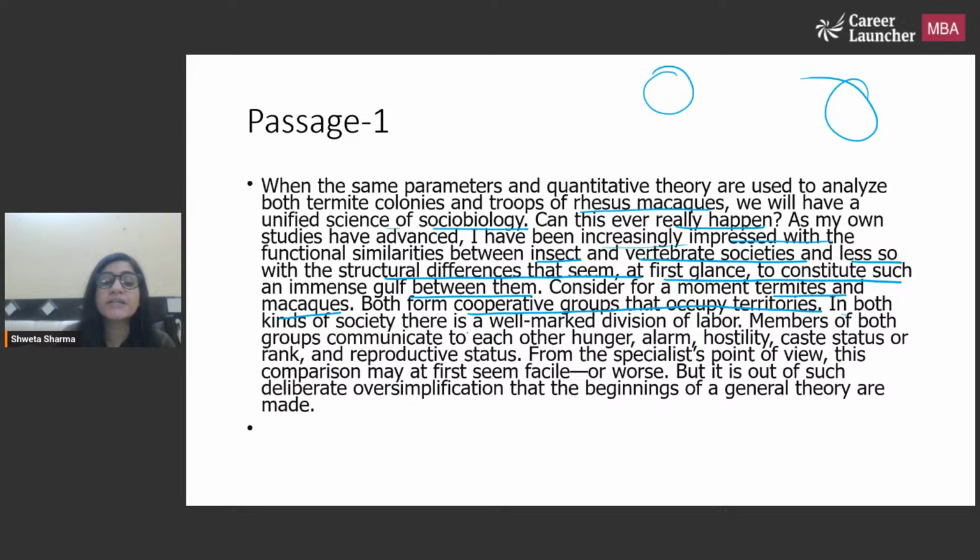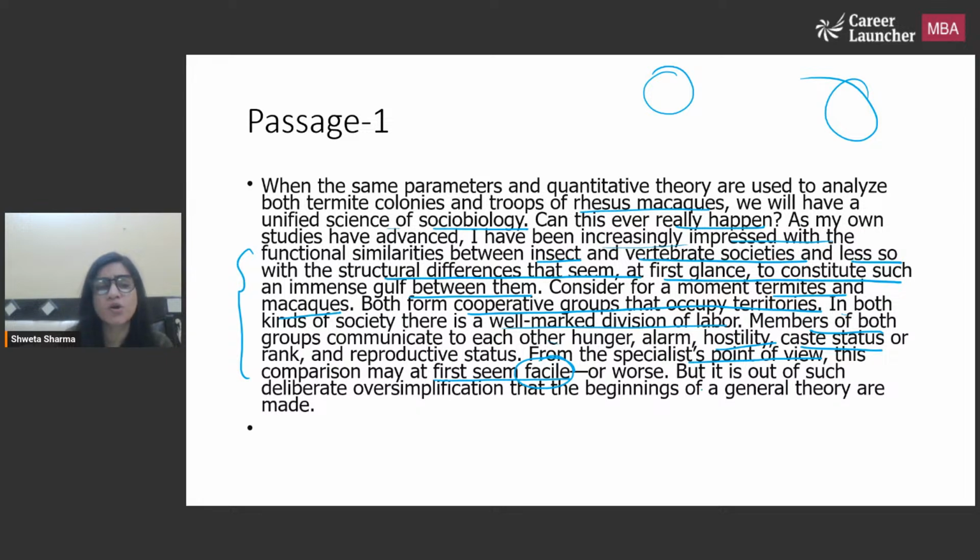In both kinds of society, there is a well-marked division of labor. Members of both groups communicate to each other hunger, alarm, hostility, means any kind of enmity, caste status, or rank and reproductive status, right? So they're communicating amongst the group very well. From the specialist's point of view, this comparison may at first seem facile.